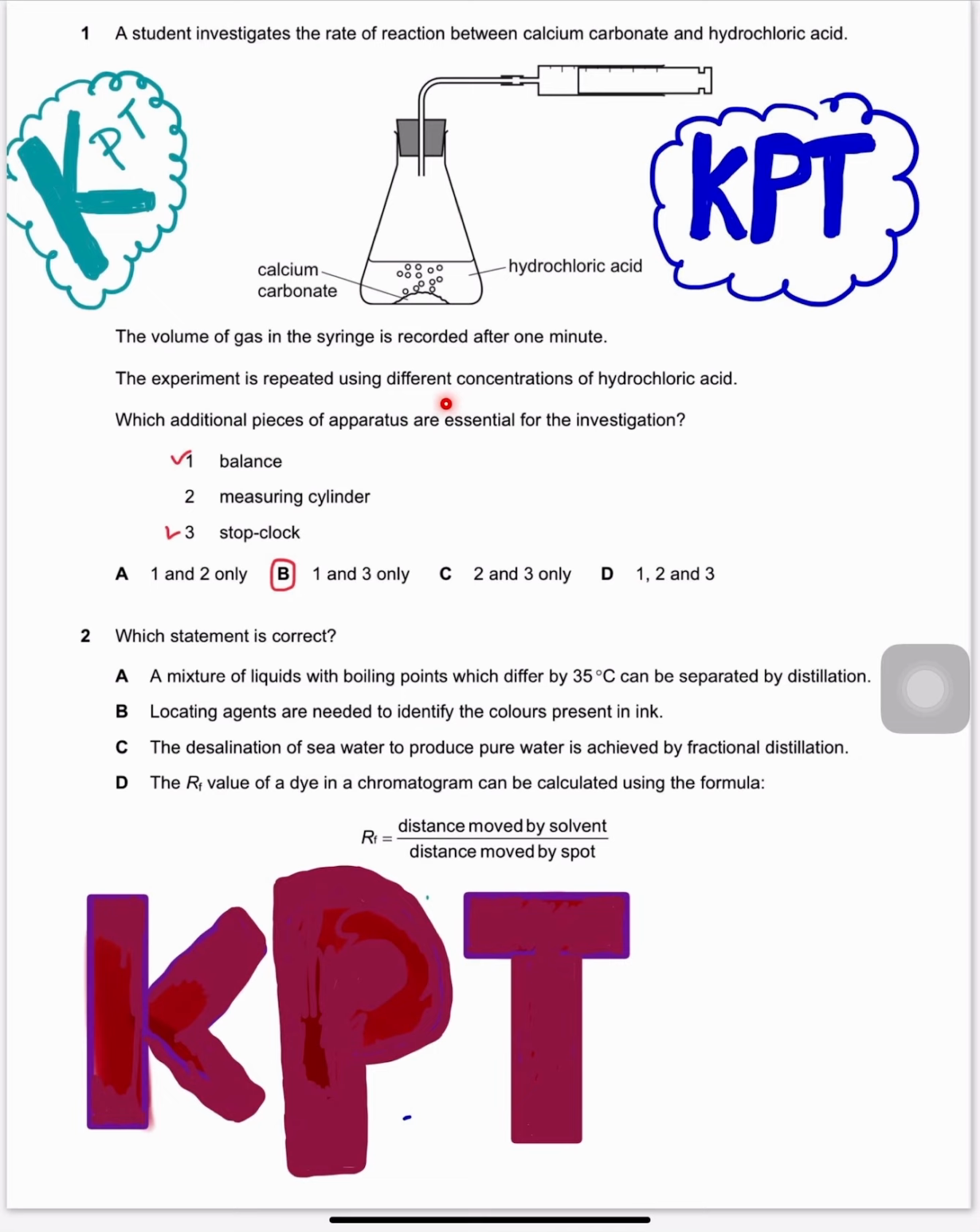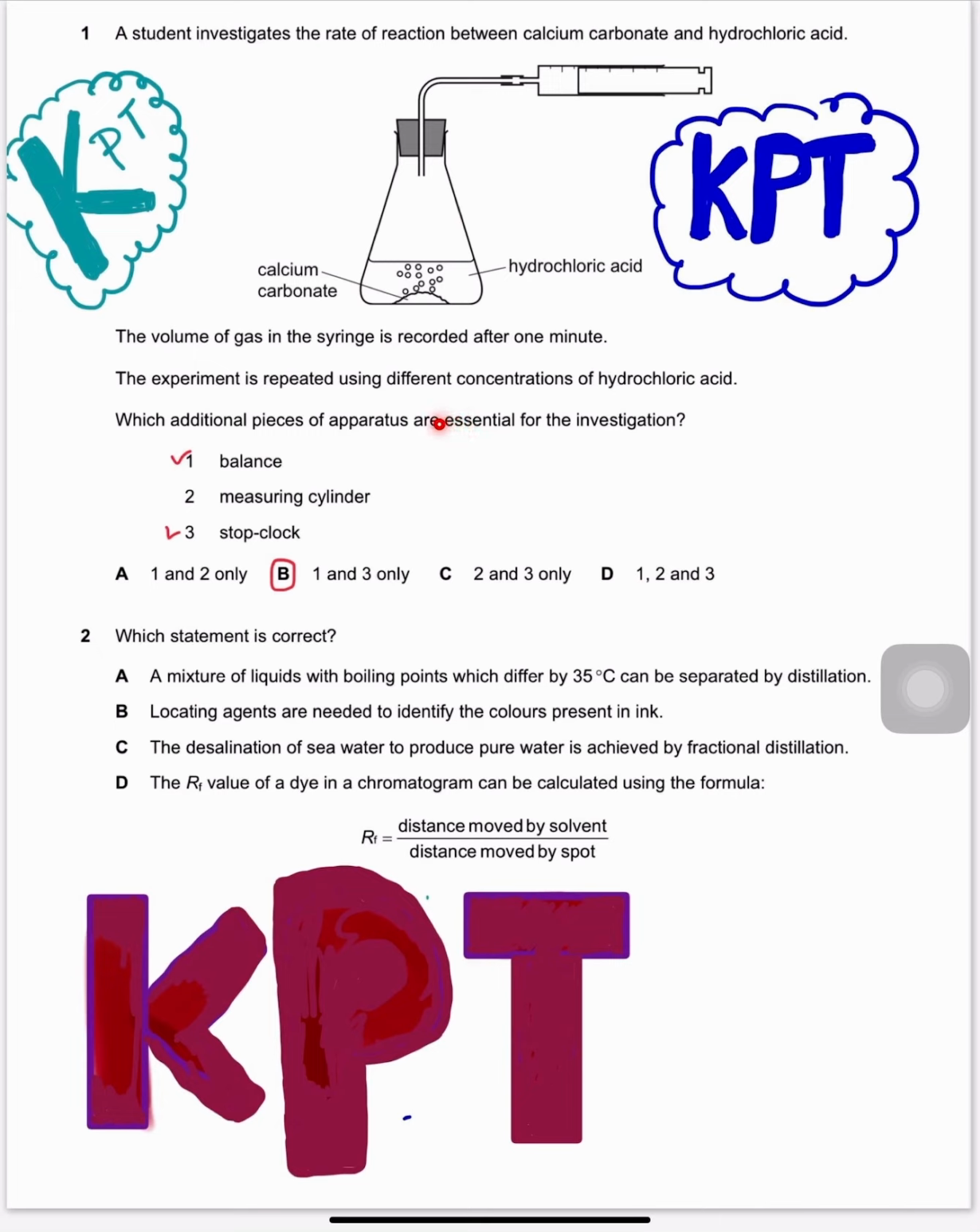And as they are already mentioning different concentrations, it means that we do not require the measuring cylinder. Some students might get confused about the words different concentration. It means that different amounts of acid are taken. One time, let's say 10 cm³ of HCl and 90 cm³ of water. Second time 20 cm³ of HCl and 80 cm³ of water. Third time 30 cm³ of HCl and 70 cm³ of water. In this way we have taken variable concentrations of HCl.